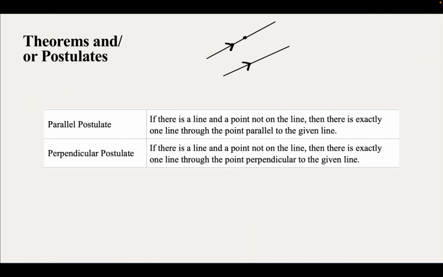The perpendicular postulate: there is a line, so I'm going to make another line, and a point not on the line, then there is exactly one line through this point that is perpendicular to the given line. And just like for parallel lines, we cannot assume that these are perpendicular. We would need to use that notation to show that they're perpendicular.